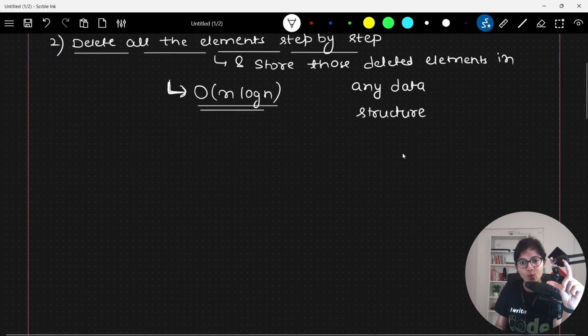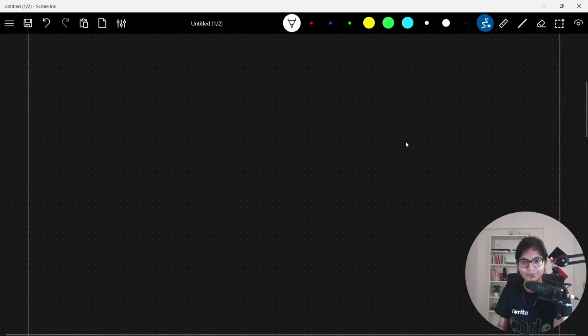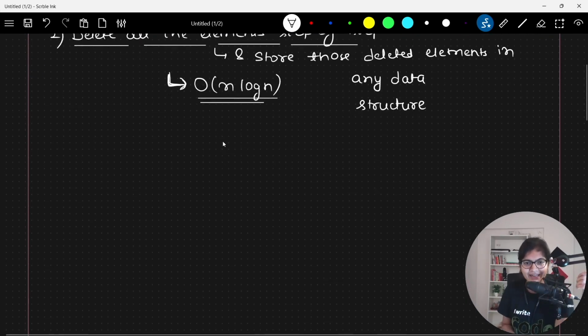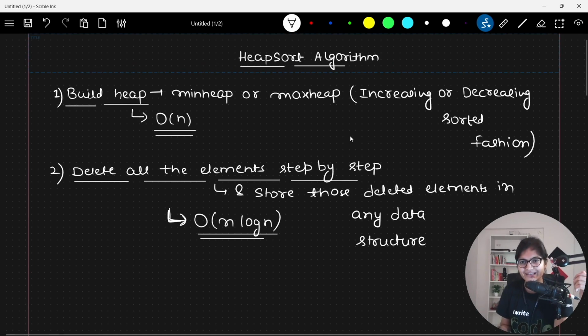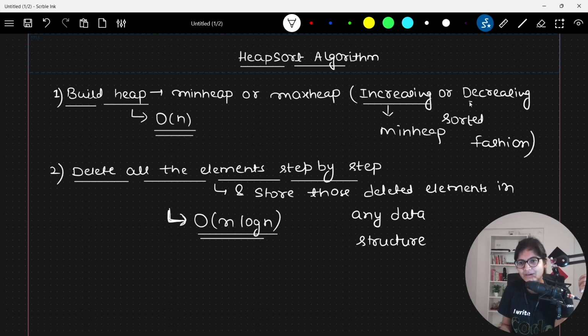So what is the overall time complexity? And that's done. If you are using a Minheap, you will get an increasing order fashion. If you are using a Maxheap, then you will get a decreasing order fashion, right?